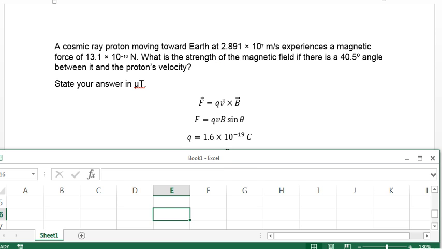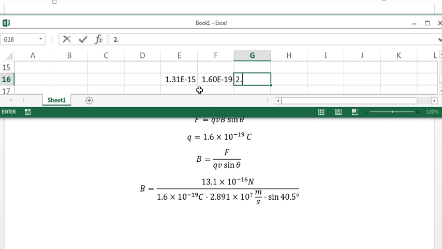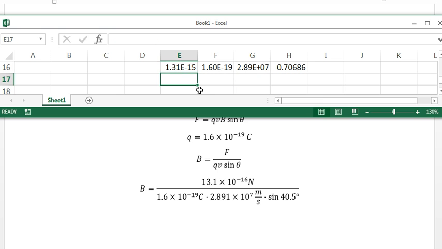Let's pop over to Excel and get our formula in place. So we have our force, 13.1 times 10 to the minus 16th. We have our charge, 1.6 times 10 to the minus 19th. We have our velocity, 2.891 times 10 to the 7th. And we have our angle, which is going to be radians. We have to use the radians function because Excel only uses radians of 40.5, right?